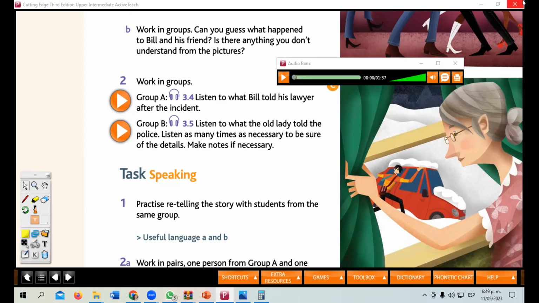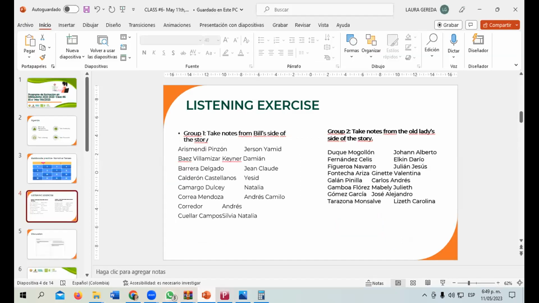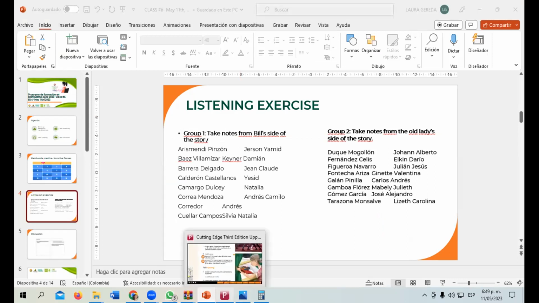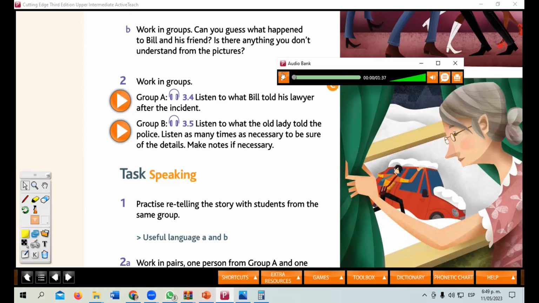All right, guys, tell me, have you got enough information, all the details, or do you need to listen one more time? Teacher, for me, one more time, sorry. Okay, it's okay. We will listen to it a third time, and then we listen to the other audio, also 3 times. Okay. So pay attention. This is the last time for the first group, Bill's story.